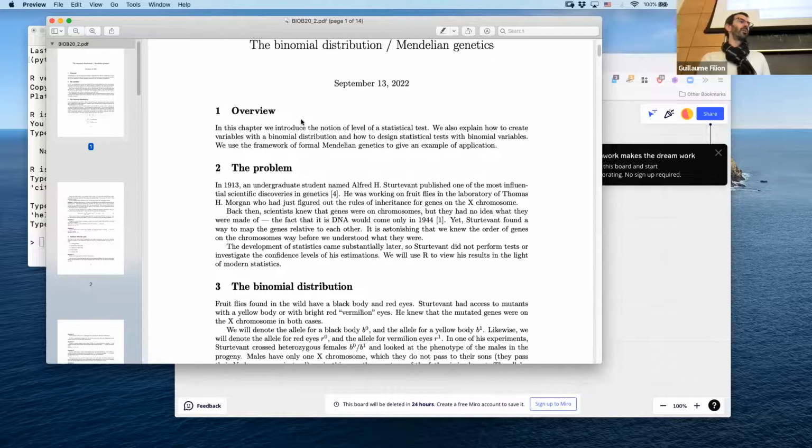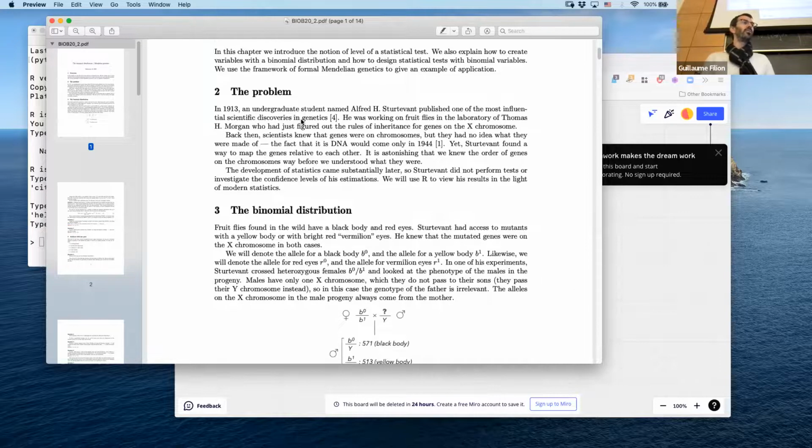Let's start with the problem already. In 1913, an undergraduate student named Alfred H. Sturtevant published one of the most influential scientific discoveries in genetics. This is absolutely amazing that this guy was an undergraduate when he published that totally landmark paper. Makes you feel really bad about yourself when you read things like this, right? But anyway, lucky him.